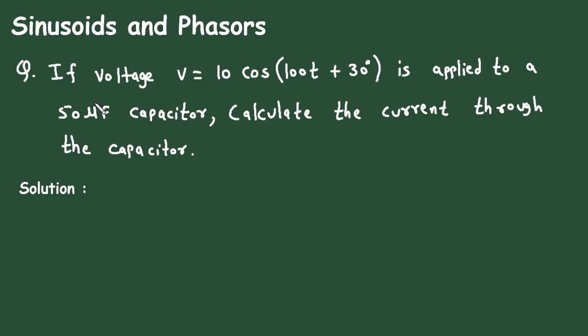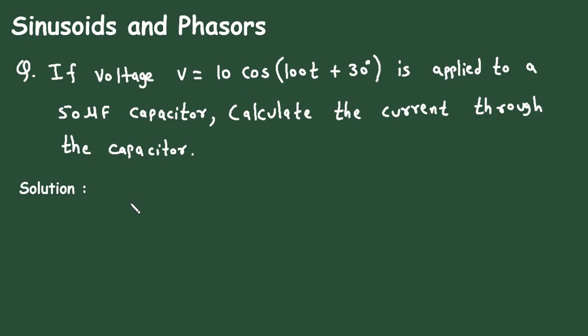In this video, we will see an example on sinusoids and phasors. Question: if voltage V is equal to 10 cos (100t plus 30 degree) is applied to a 50 microfarad capacitor, calculate the current through the capacitor. So, solution: first of all, we will write what is given.